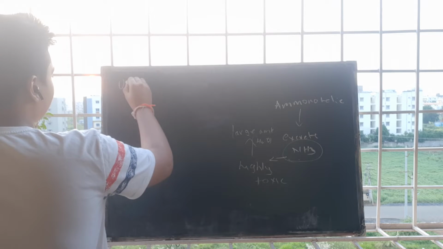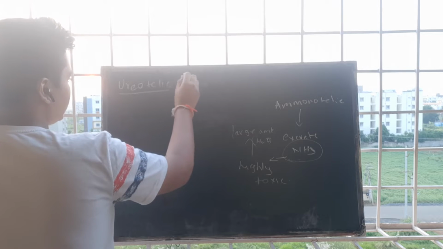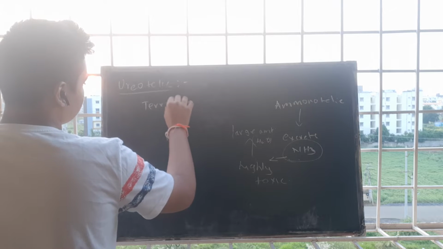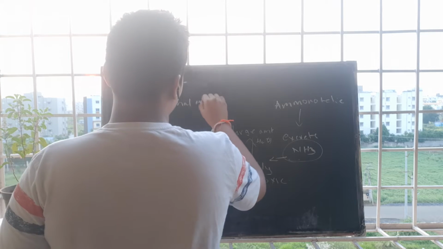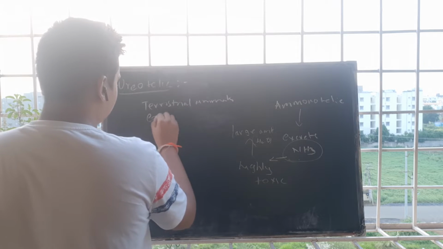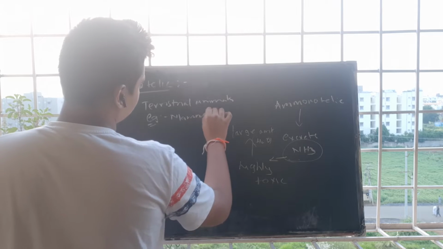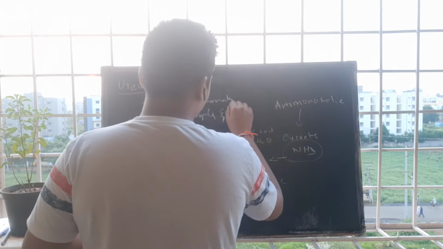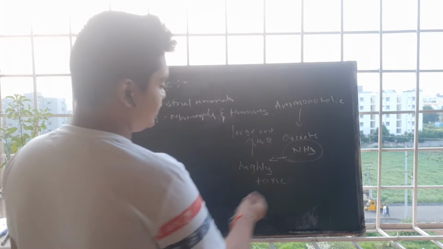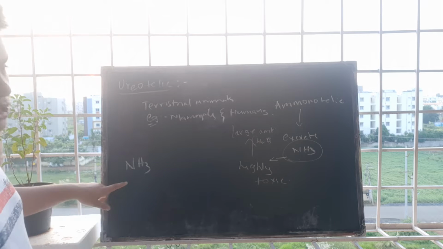So that is ureotelic. Put the heading ureotelic. These ureotelic animals are mainly terrestrial animals like mammals. Examples: you write mammals and humans. Mammals and humans. Now what do we do? We convert this ammonia, NH3, not into ammonium ions.